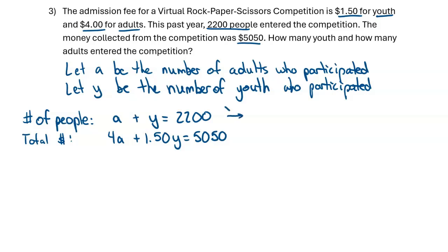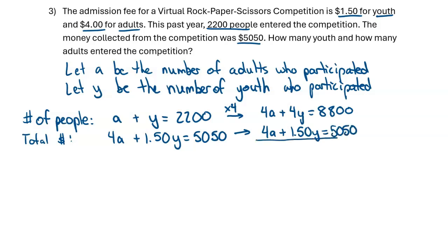And so I've written that just so that the A's are together and the Y's are together, because I'm going to use the elimination method here, just like I did in the last example. So I multiply the first equation by 4. I get 4A plus 4Y, and then the A's are going to cancel when I go ahead and subtract the one equation from the other.